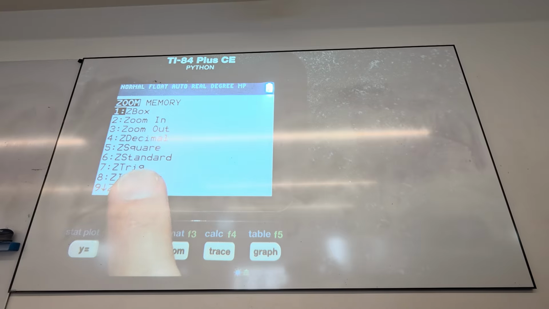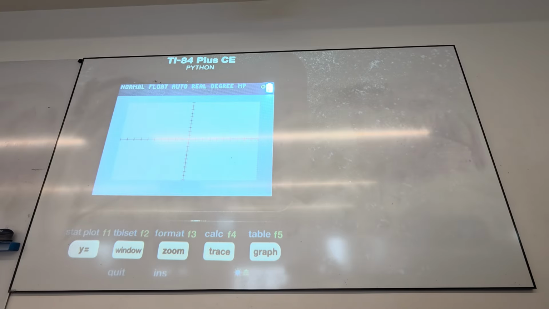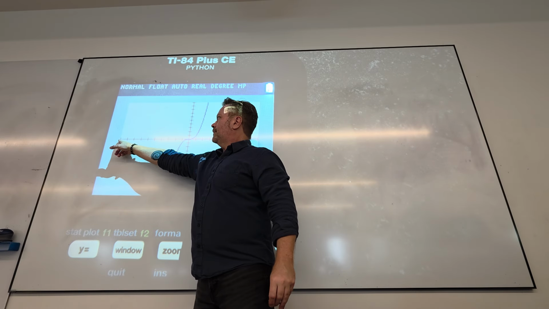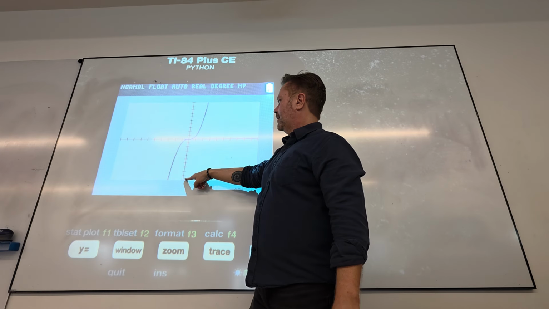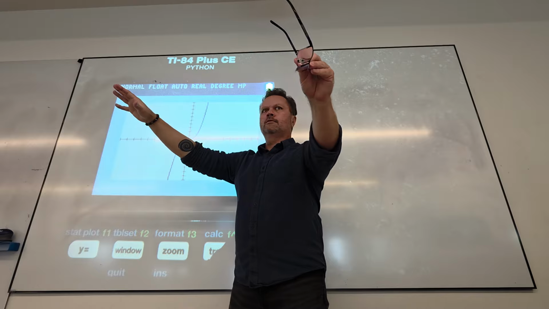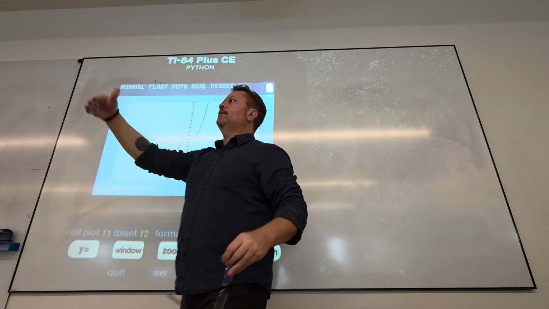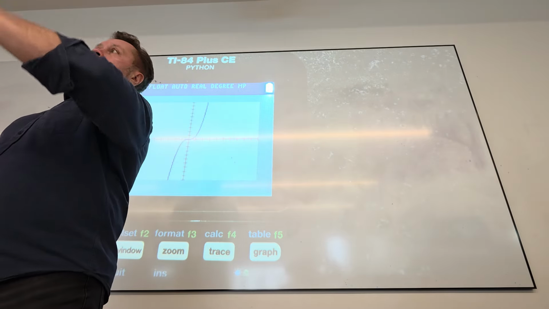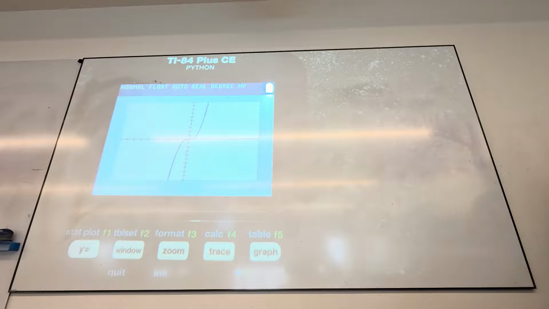So if I just hit Zoom Standard, that's going to take it back from negative 10 to 10, negative 10 to 10. How are we all doing? Are we all good? Okay. This is the most fundamental graphing capability this thing has. It can do so much graphing, which is why it costs 100 whatever bucks. Okay. Maybe 90 on a good day.